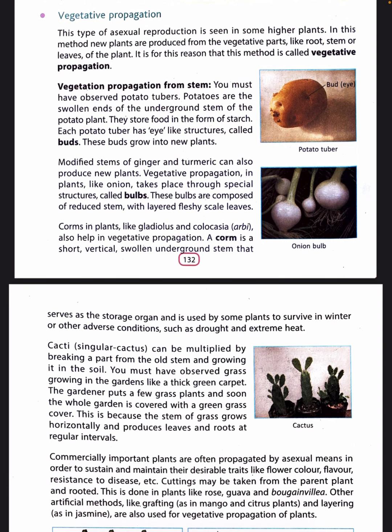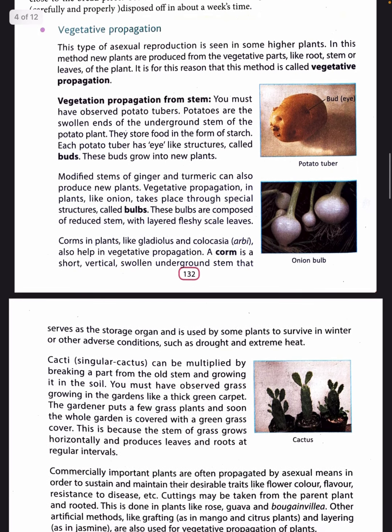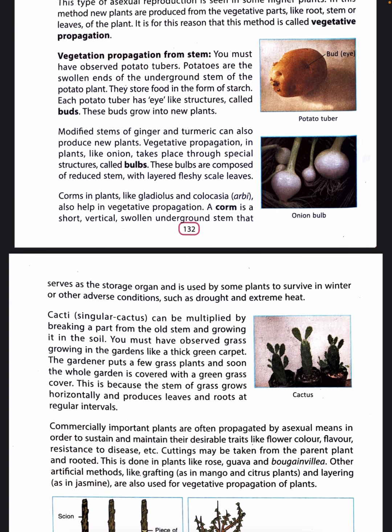You can see in this picture, modified stems of ginger and turmeric can also produce new plants. Vegetative propagation in plants like onion takes place through special structures called bulbs. These bulbs are composed of a reduced stem with layered fleshy scale leaves. Next, corms in plants like gladiolus and colocasia also help in vegetative propagation.